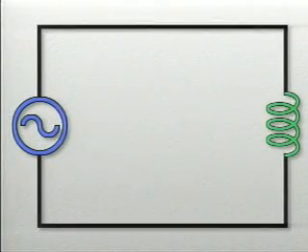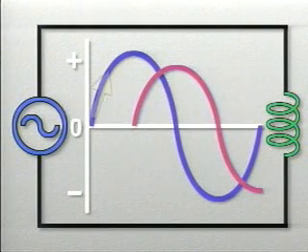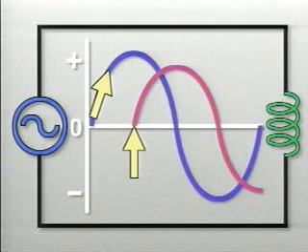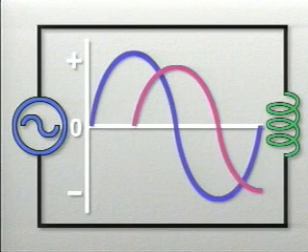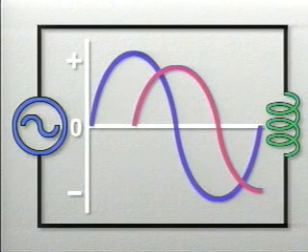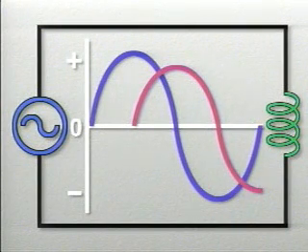In this purely inductive circuit, when voltage starts to increase, current does not increase right away. That's because the current flow is limited by an induced voltage that opposes the applied voltage. This induced voltage, which is commonly referred to as counter-electromotive force, or CEMF, keeps the current from increasing immediately. Therefore, the increase in current takes place later than the increase in voltage.